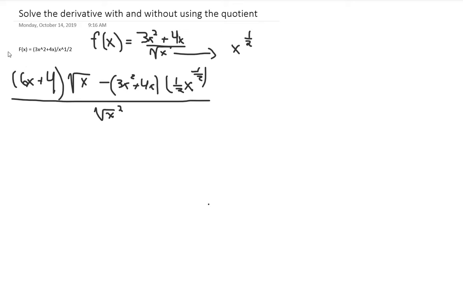Well, think of x as x to the 1, right? And so you add exponents when you multiply their bases. So 1 plus 1/2, and that's just 6x to the 3/2. Hopefully that makes sense. 1 plus 1/2, you can change 1 to 2 over 2. 2 over 2 plus 1 over 2 is 3 over 2. And then 4 is easy. It's just 4x to the 1/2.